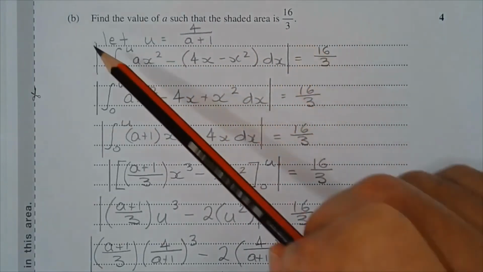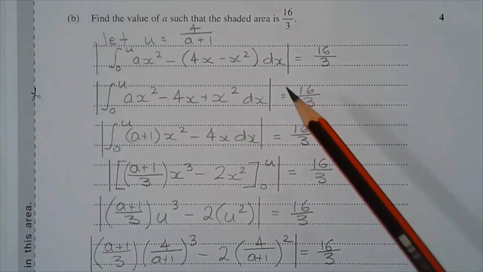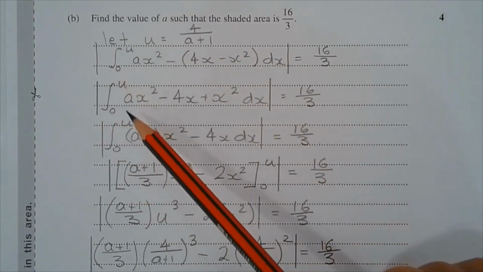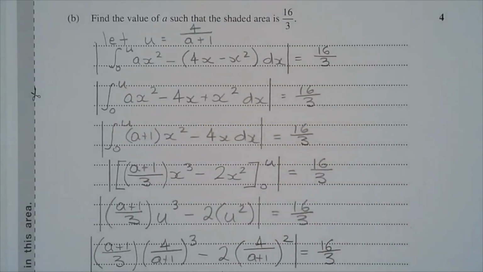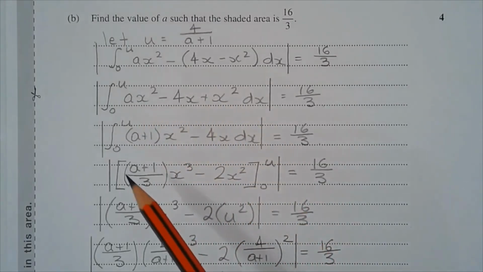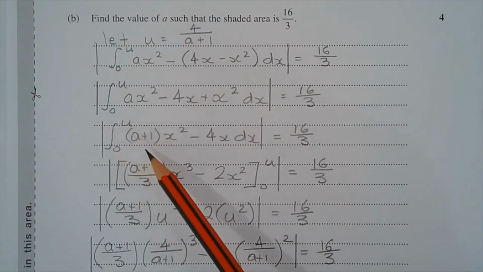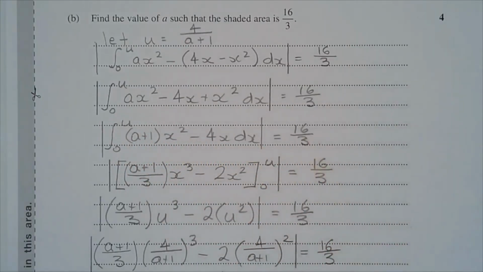Now the absolute value here ensures that the value of the integral on the left-hand side cannot be negative. Expanding the brackets, we get the absolute value of the integral from 0 to u of ax squared minus 4x plus x squared dx equals 16 over 3. Collecting the like terms in x squared, we have the absolute value of the integral from 0 to u of (a plus 1) multiplied by x squared minus 4x dx equals 16 over 3.